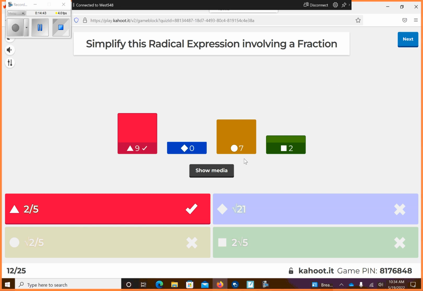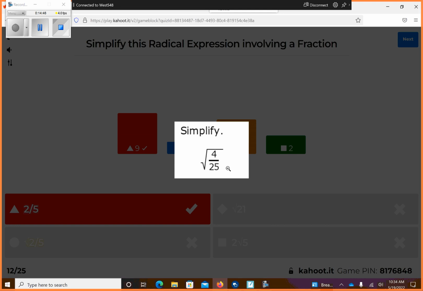Okay, half you got it, half missed it. So square root of 4 is 2, square root of 25 is 5, so 2 over 5 is the answer.